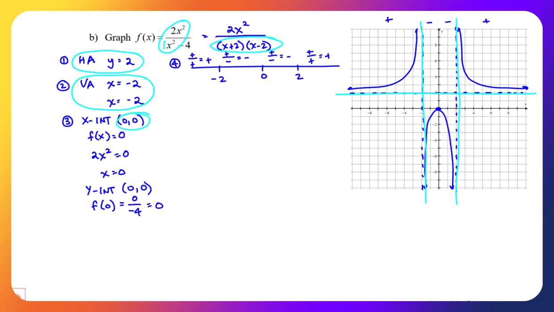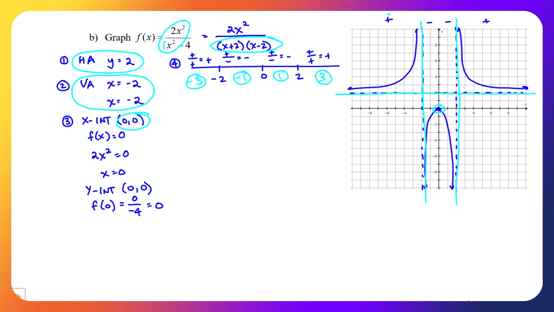Set the top of the fraction equal to 0, and 0, 0 again is the y-intercept and x-intercept in this case. Testing regions, just like before, I would plug in negative 3, negative 1, 1, and 3 to represent the regions between the vertical asymptotes and the x-intercepts. Notice I don't worry about the y-intercept. Even in this case, it's the same thing as the x-intercept. And so I'll let you do the plugging in of those numbers.